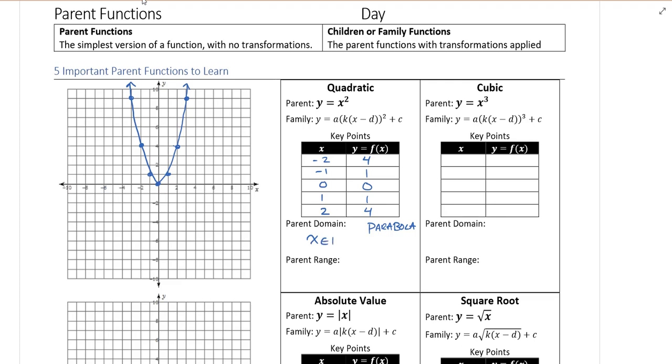Okay. What's the domain? We can input anything we want. So I'm going to say x belongs to the set of real numbers. And the condition on the range, I'm only going to write the condition part of it. The y's are greater than or equal to 0.